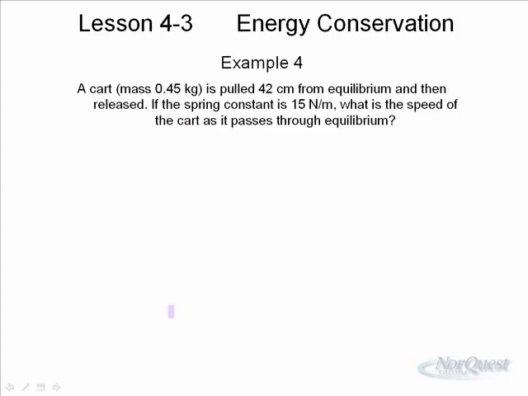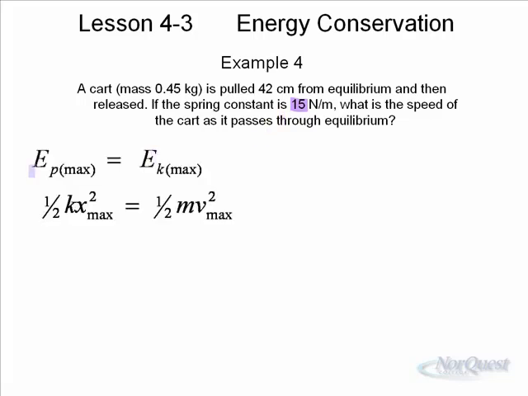And a similar example again, this time they give you a cart with a mass of 0.45 kilograms that is pulled 42 centimeters from the equilibrium position and then released. The spring constant is 15 newtons per meter. What is the speed? Again, since energy is conserved, the maximum potential at 42 centimeters is equal to the maximum kinetic at equilibrium. And what they want us, in this case, not to solve for v as we did in the last example, but to solve for v squared.